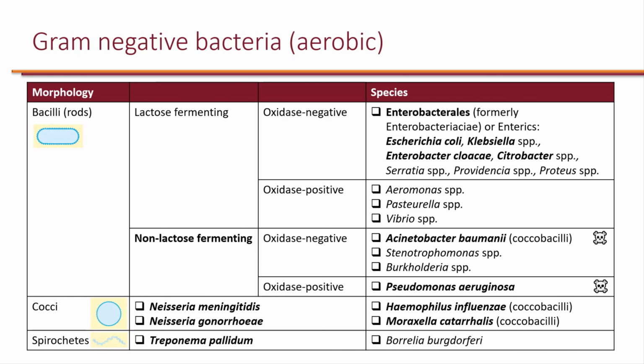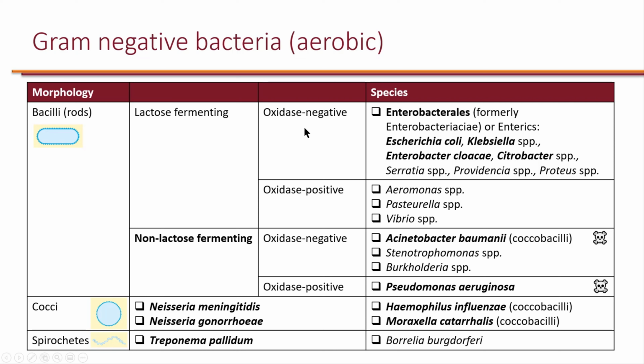Now let's take a look at gram-negative bacteria. Again, we're focusing on aerobic for now. So you will see that the majority of gram-negatives are actually rod-shaped. So these are bacilli. And what we do with gram-negatives is a lactose fermenting test. If they can ferment lactose, we call them... actually, the important thing is to identify what's not fermenting lactose, and they're typically referred to as non-fermenters, okay?